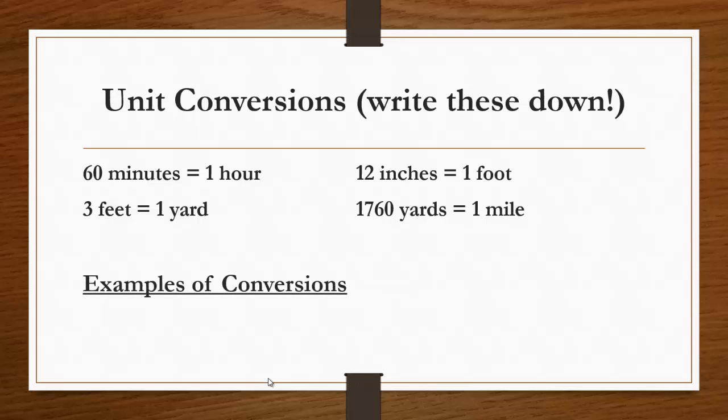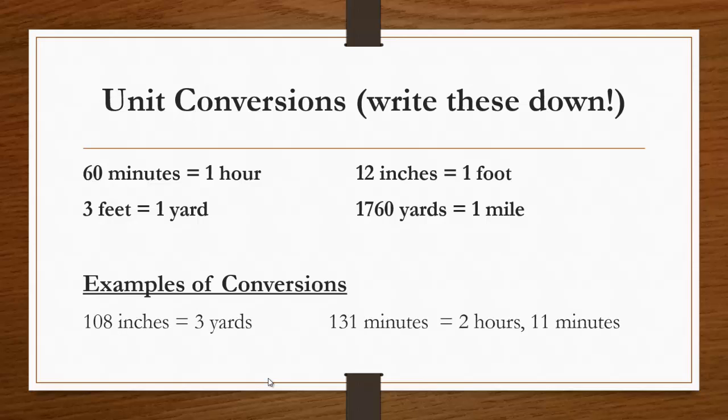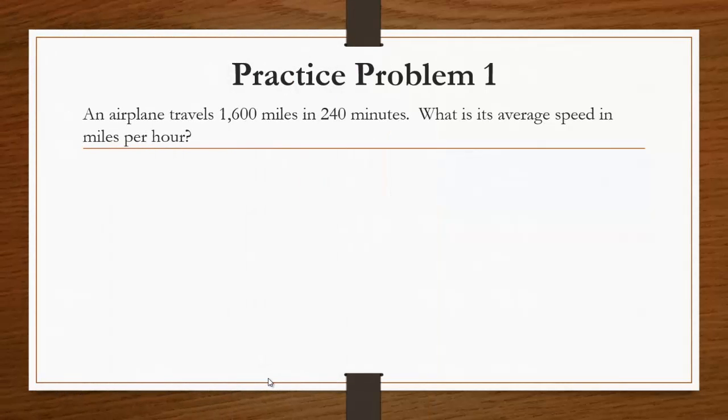Here are some examples of conversions you might be asked to do, and these would be the easier ones. 108 inches equals 3 yards. 131 minutes equals 2 hours and 11 minutes. So, here's a practice problem. An airplane travels 1,600 miles in 240 minutes. What is its average speed in miles per hour?